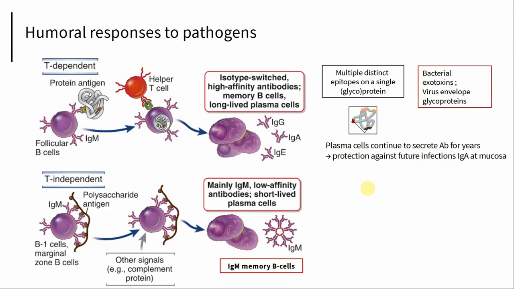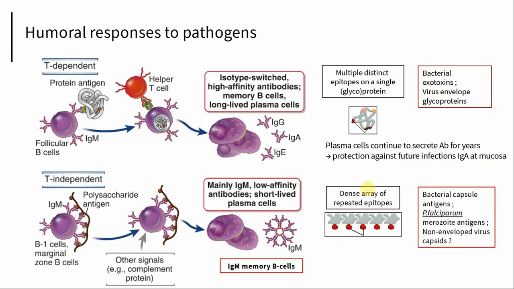Now, as well as that, some pathogens induce T-independent responses. This is mainly IgM, low affinity, no affinity maturation, no class switching. And these IgM memory B cells are generally short-lived. The type of antigen that induces a T-independent response is when you've got a lot of repeated epitopes on the same pathogen surface. This can be bacterial capsid antigens, Plasmodium falciparum merozoite antigens, probably trypanosome surface glycoproteins, and I think non-enveloped virus capsids have definitely got something like that as well.